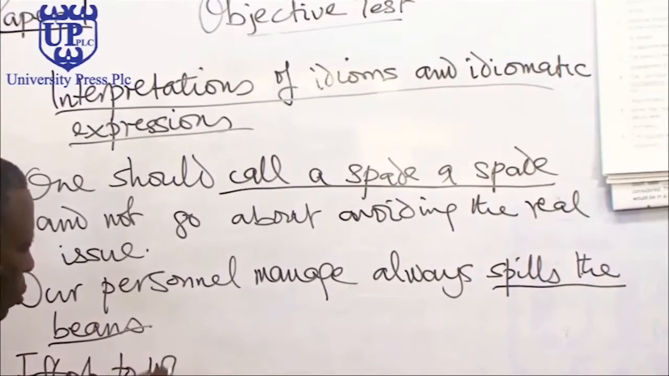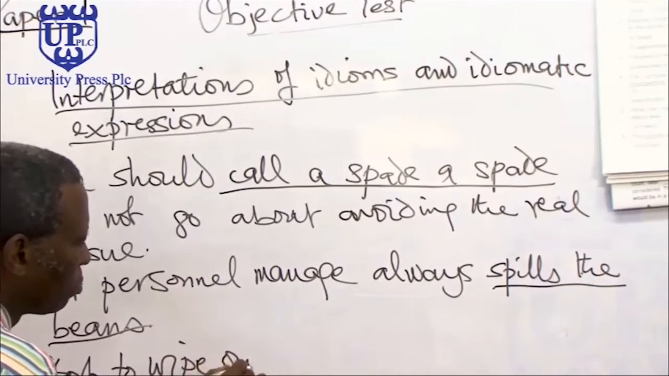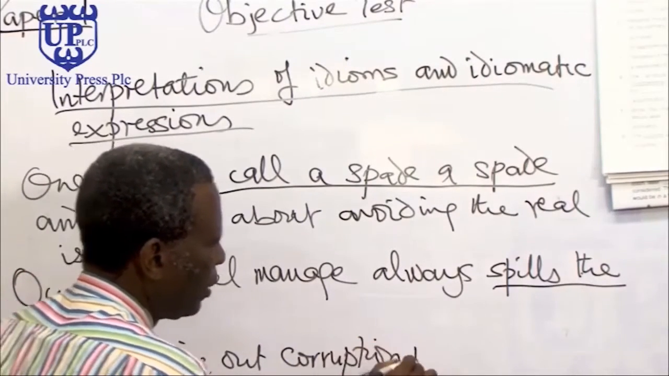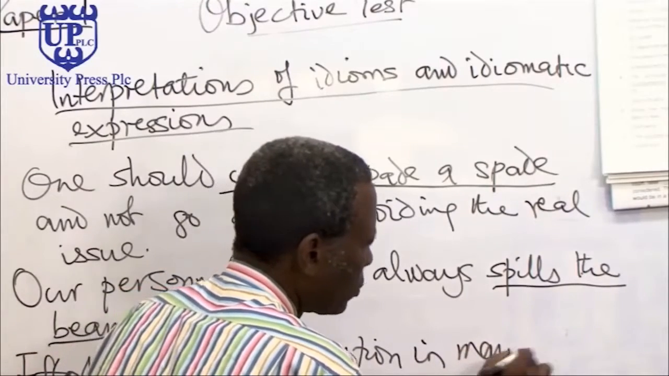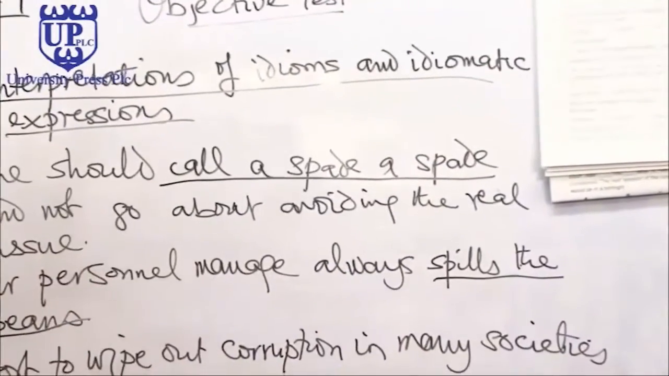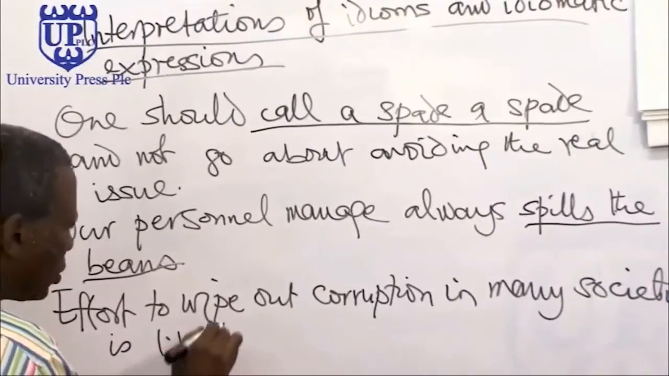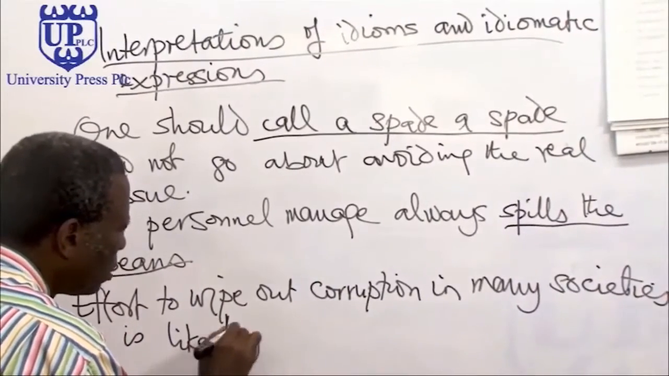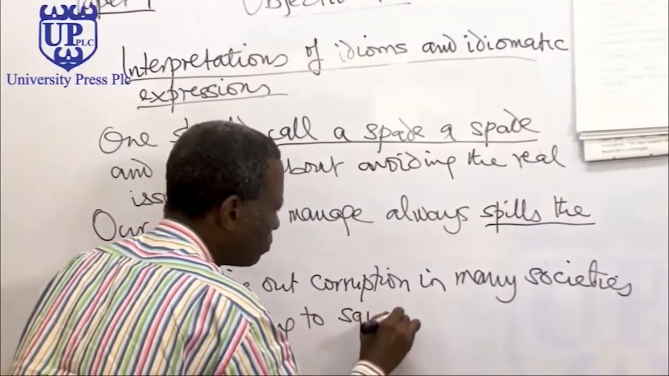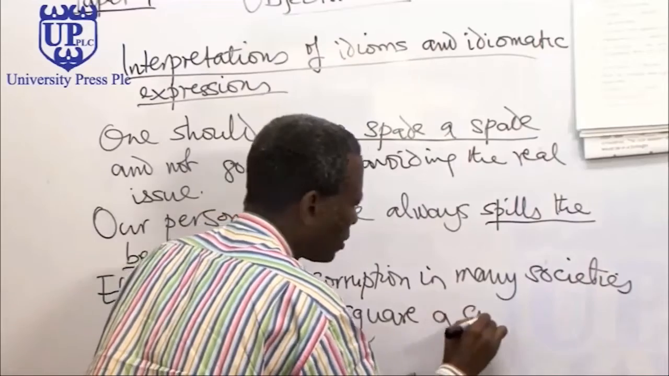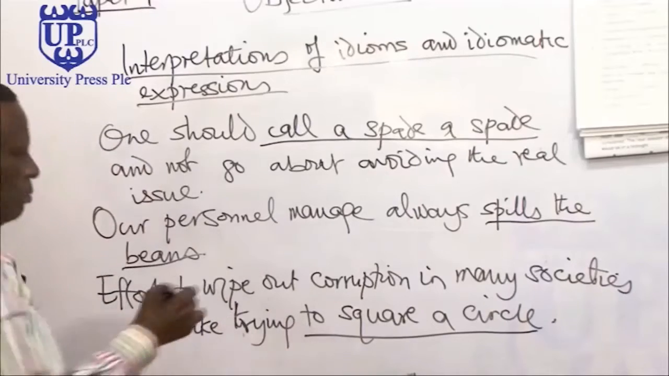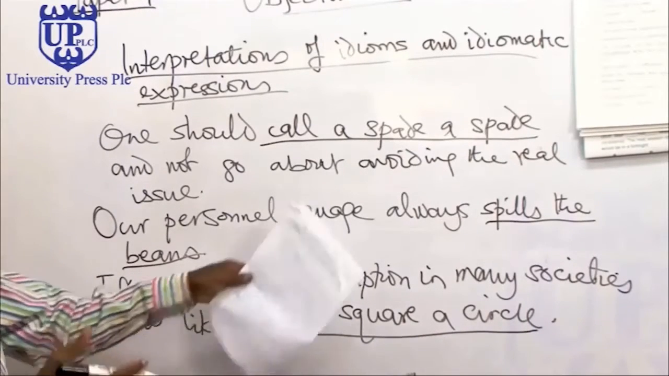Effort to wipe out corruption in many societies is like trying to square a circle. Squaring a circle. Actually, it will not be underlined, but that is how the pattern is.